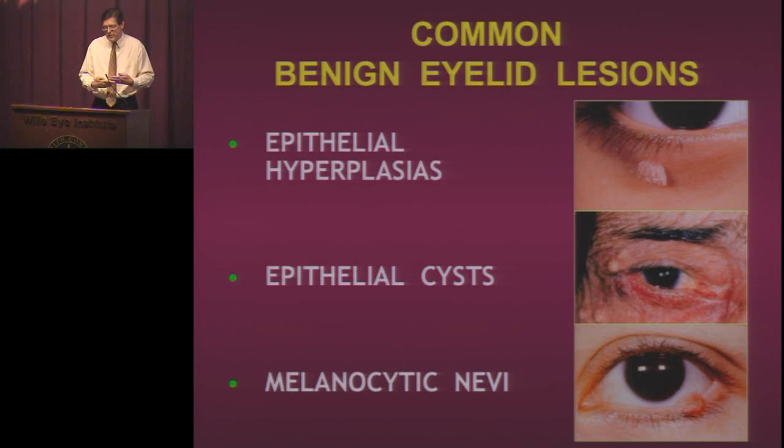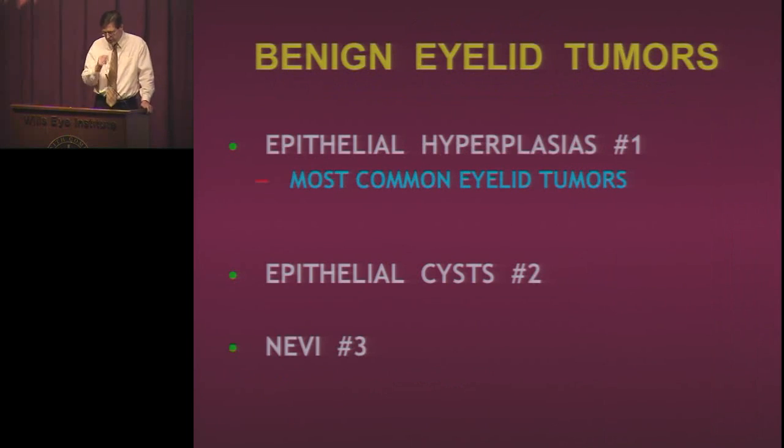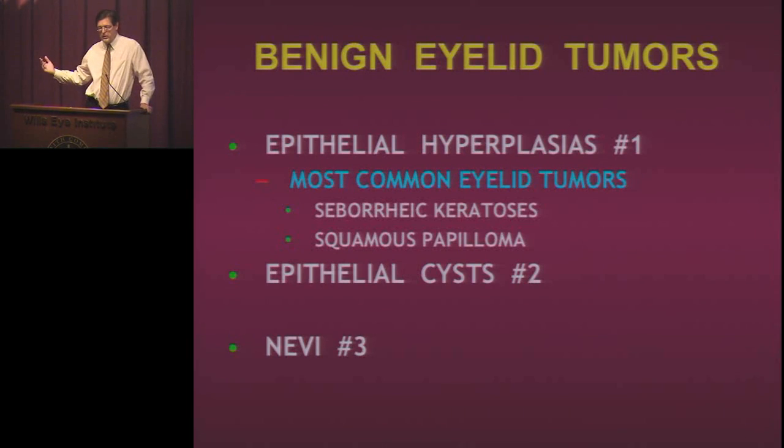Your book divides them into the three most common types: the epithelial hyperplasias, which are like 80% of what you're going to see; epithelial cysts, which are maybe 15 to 18% of what you're going to see; and melanocytic or amelanotic nevi, which is going to be the third most common, but a very small percentage. So the most common epithelial hyperplasias are what many people would routinely call seborrheic keratosis or squamous papillomas. We'll talk a little bit about nomenclature in a second.